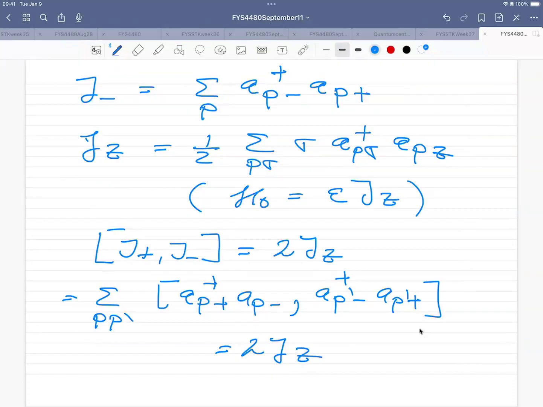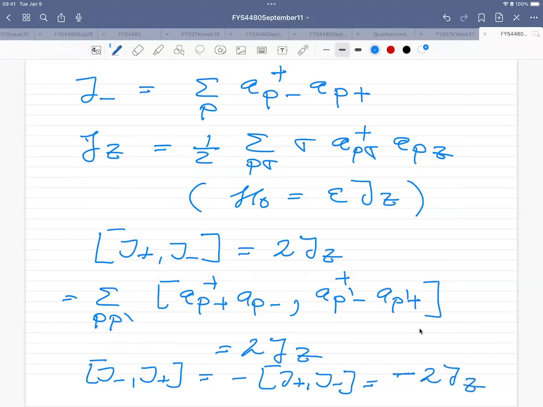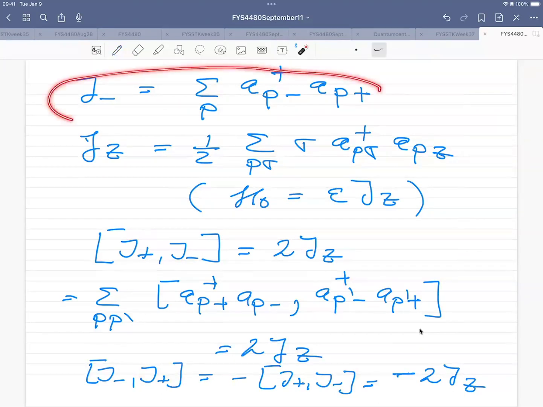And then if you continue along this line, what you will see is that if you now take minus J plus, this is going to be the same as minus, obviously, of J plus, J minus, 2 times JZ. So that's one of the other commutation relations. If you set up the commutator, there are a lot of these expressions with which you can show that these operators which we have defined here behave as angular momentum operators.